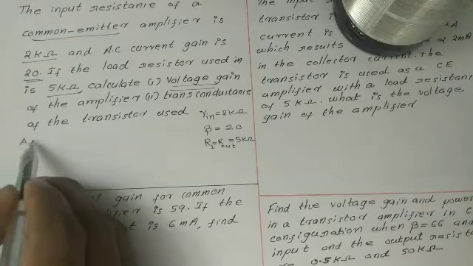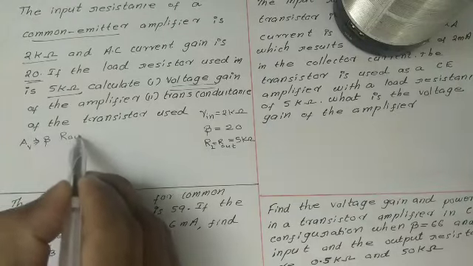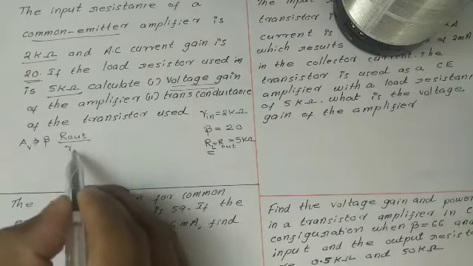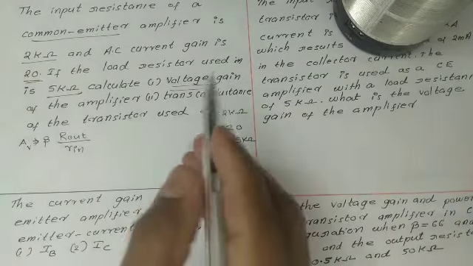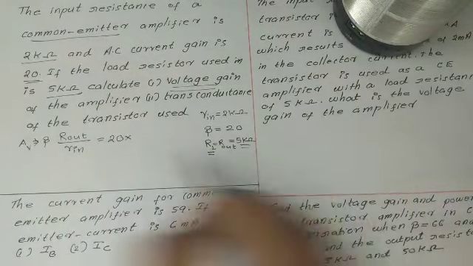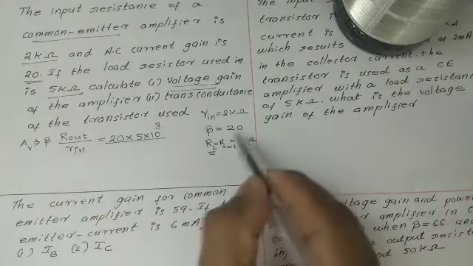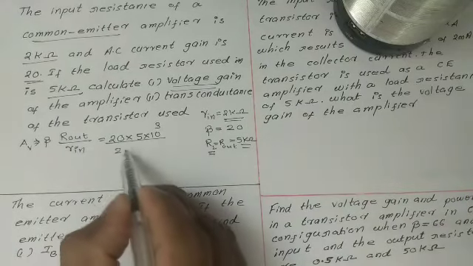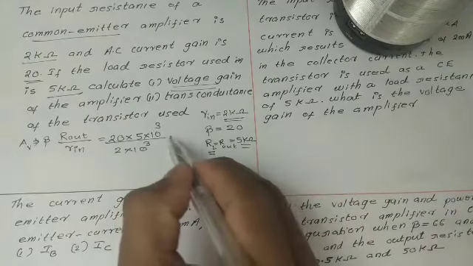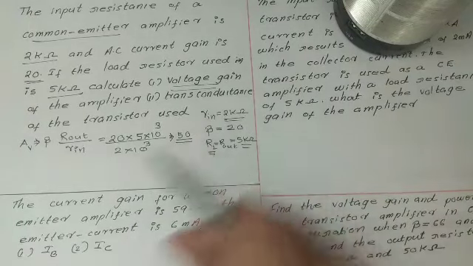So voltage gain equal to beta into output resistance or load resistance divided by input resistance. Here beta equal to 20, output resistance 5 kilo ohm, so 5 into 10 raised to 3 divided by input resistance 2 kilo ohm, so 2 into 10 raised to 3. On simplification, we get voltage gain AV is equal to 50.